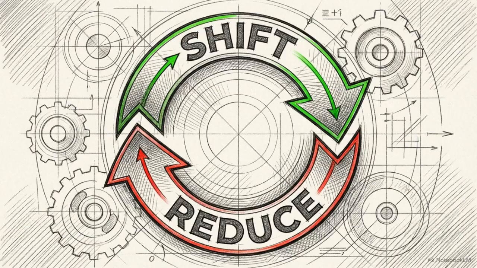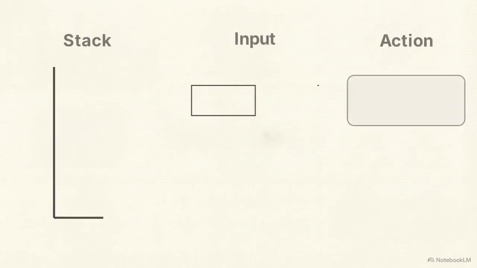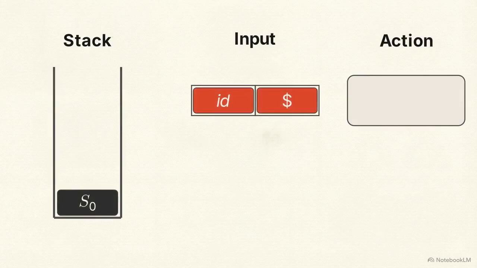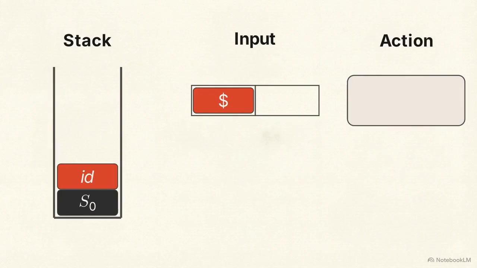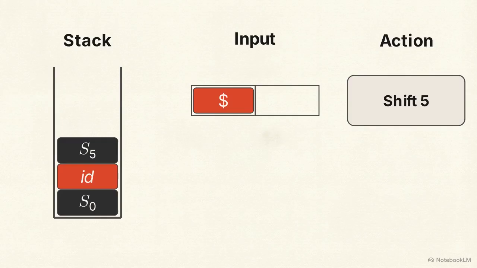During actual compilation, the parser navigates this map using a continuous loop of shift and reduce actions. This three-column execution model tracks the runtime. In a shift action, the parser extracts the current token from the input stream and pushes it onto the stack. It cross-references the parsing table, finds the target state, and pushes that state number directly on top of the token.